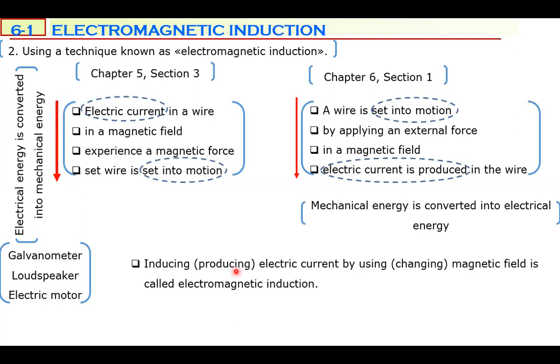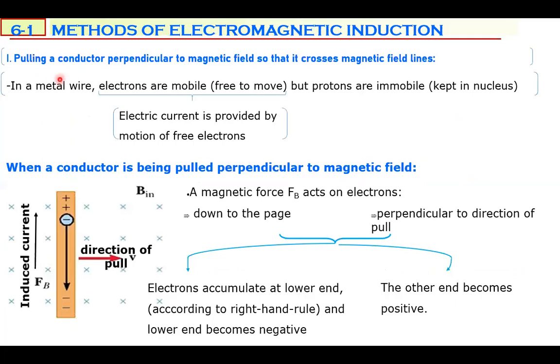Inducing, which means producing electric current by using the magnetic field or by using the change in magnetic field, is called electromagnetic induction. Now we will do that. So, pulling a conductor perpendicular to a magnetic field: pull a conductor perpendicular to a magnetic field so that the conductor crosses magnetic field lines.